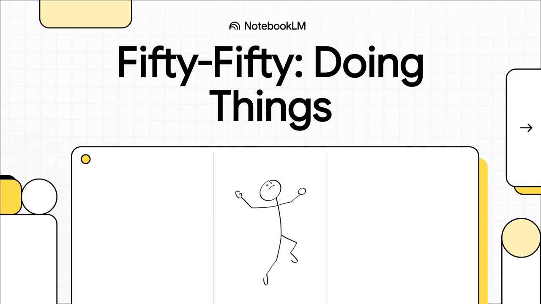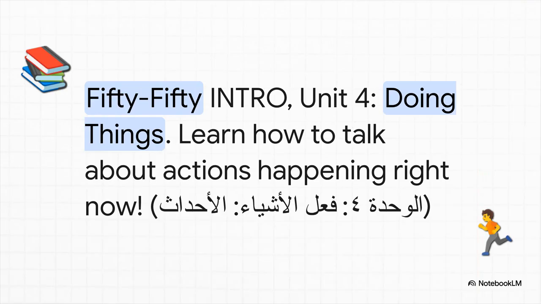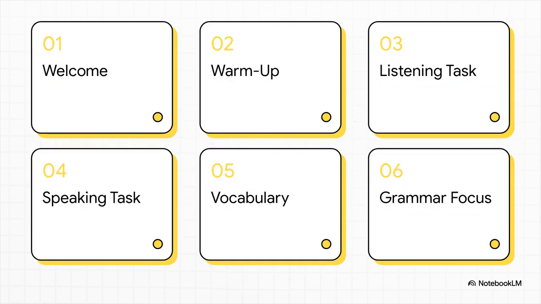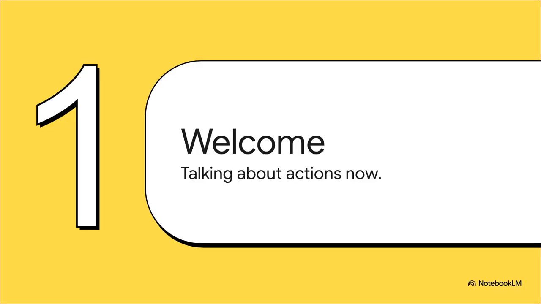Today we're going to be jumping into an English lesson from the textbook 50/50, a speaking and listening course intro. Specifically, we're going to be focusing on Unit 4, which is called Doing Things, Actions. This whole lesson is all about how to talk about what's happening right now, in this very moment. So, what's on the agenda today? Well, we'll kick things off with a warm-up, then we'll move into some listening and speaking practice. After that, we'll review some new vocabulary, and we'll wrap it all up with a focus on the key grammar for this unit.